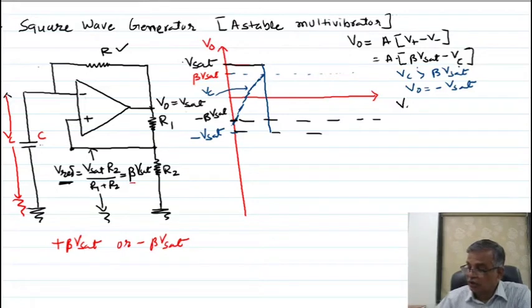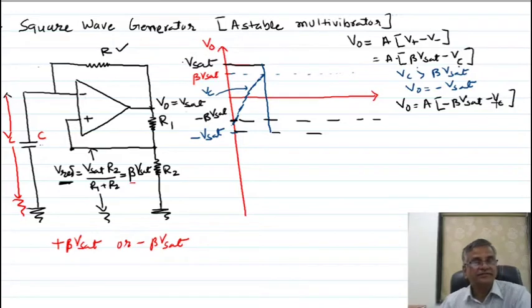So my equation of the output voltage is the gain multiplied by minus V saturated minus Vc. After this time, the output voltage equation is the gain multiplied by the voltage at this point. Instead of beta V set, what should I write? Minus, because the output becomes negative, so my reference voltage becomes minus beta V set.